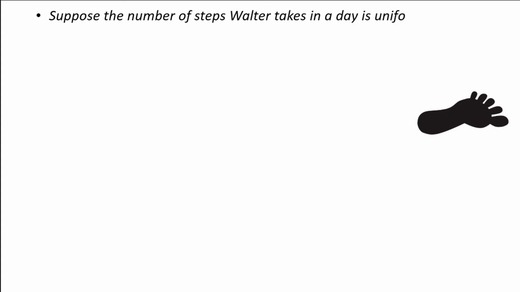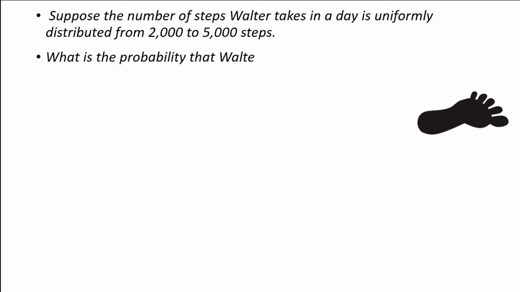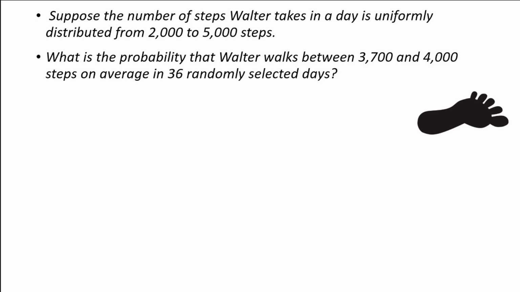Let's look at another example. Suppose the number of steps Walter takes in a day is uniformly distributed from 2,000 to 5,000 steps. What is the probability that Walter walks between 3,700 and 4,000 steps on average in 36 randomly selected days? Notice that the distribution of steps is uniformly distributed, and we aren't given the mean or standard deviation.